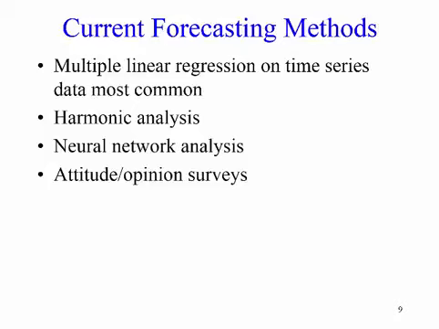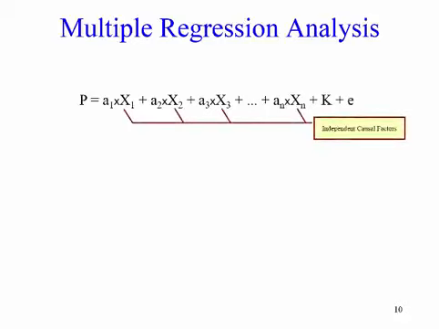The first is multiple linear regression on time series. This is the most common method in use, and we will look at its advantages and shortcomings. Then we'll look briefly at harmonic analysis, which is a variant mathematical approach to forecasting cycles into the future. Thirdly, we will look at neural network analysis, and then finally we will review the value or otherwise of attitude and opinion surveys.